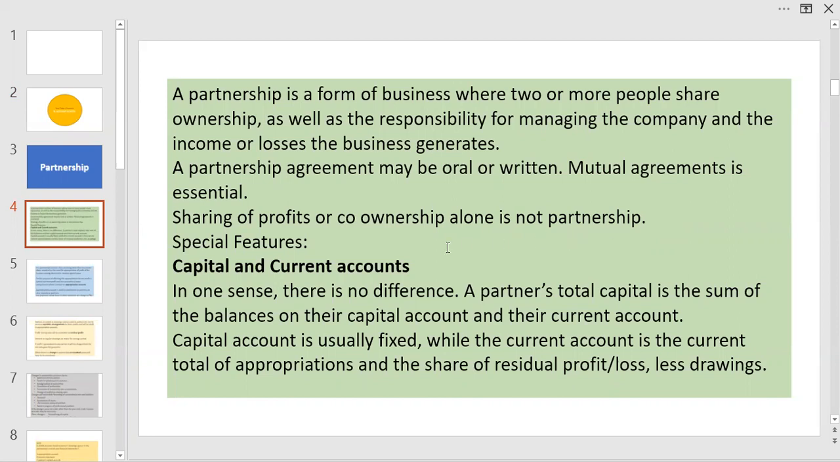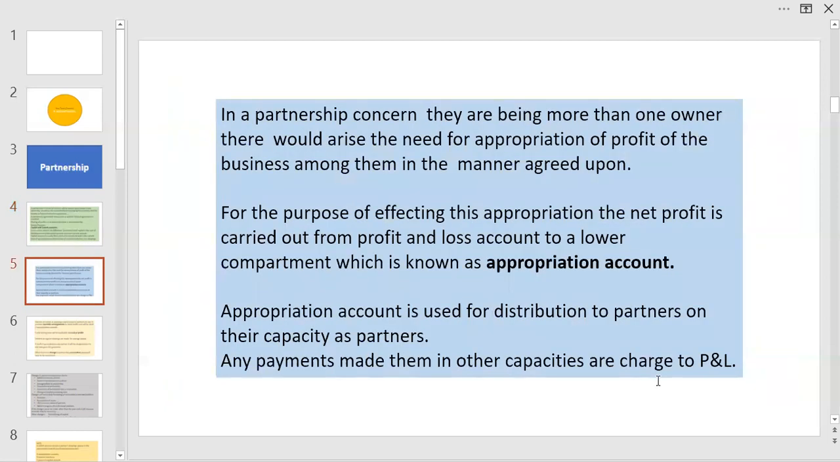Except for a few special features, a partnership account is similar to a sole proprietorship. For each partner, there will be a separate capital account, which may be split into two portions. One is the capital account and the other is the current account. The capital account is usually fixed, while the current account is the current total of appropriations and the share of residual profit and loss, less drawings, etc., to have the capital account untouched.